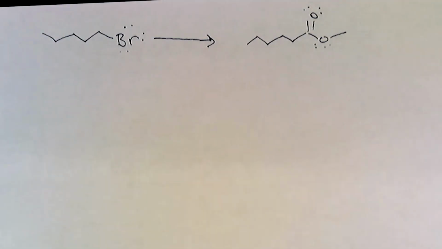In our second example, we're going to propose a multi-step synthesis of methyl hexanoate from the starting material 1-bromopentane. Again, feel free to pause and work on this on your own first, and come back to finish the solution with me later.